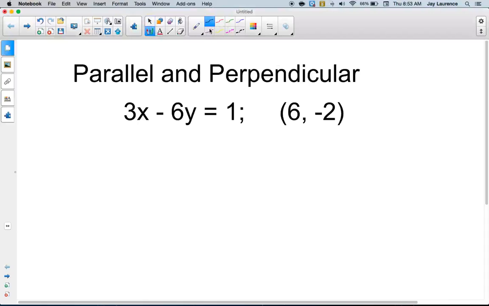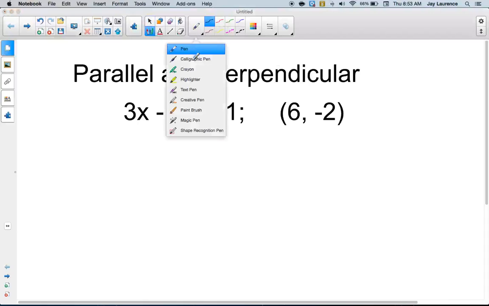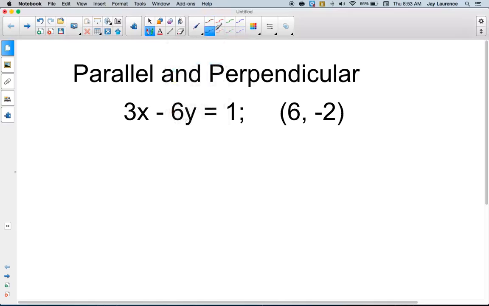So, the first thing we need to know, we've got an equation, and we have to write two new equations, one that'll be parallel to the original equation, and one that'll be perpendicular, but they must go through this point 6, negative 2. Step 1, first thing I do, find the slope of the original equation.